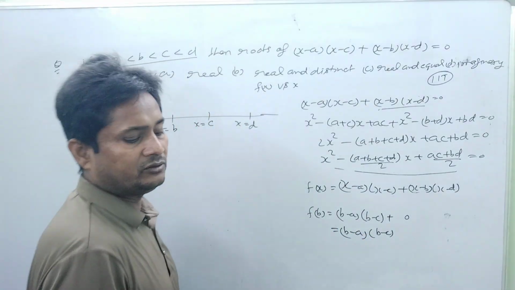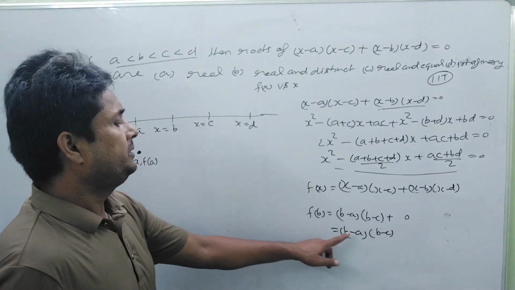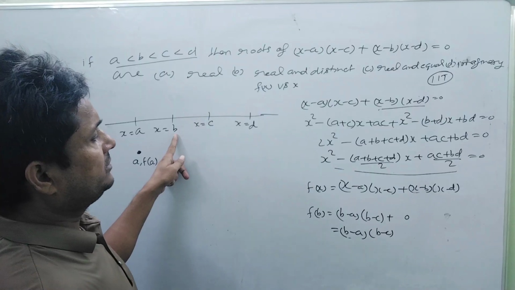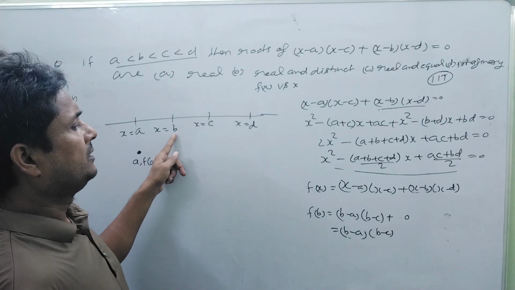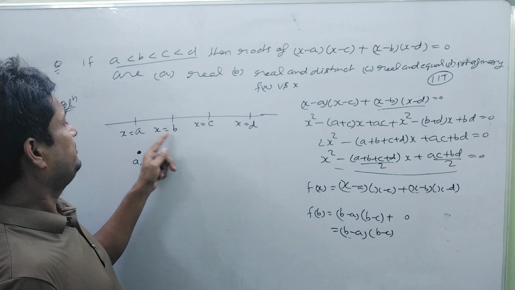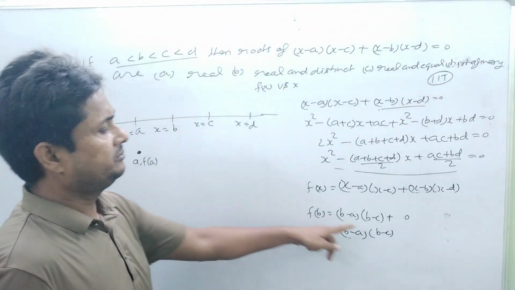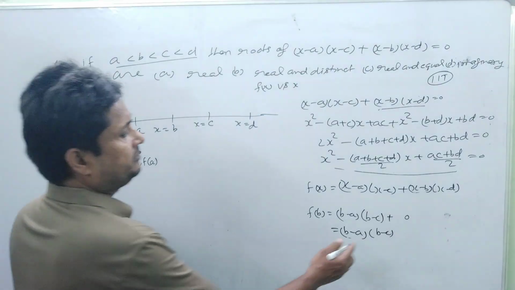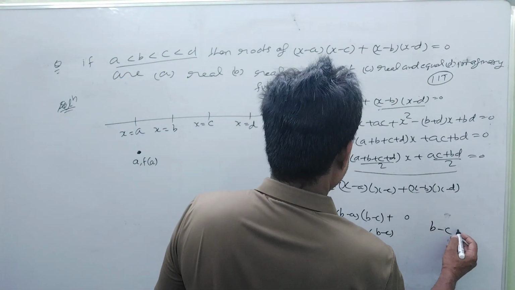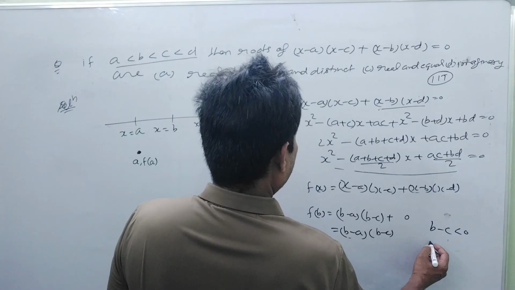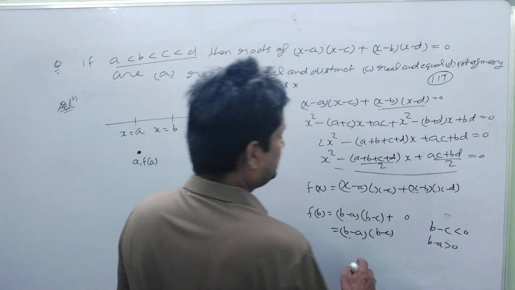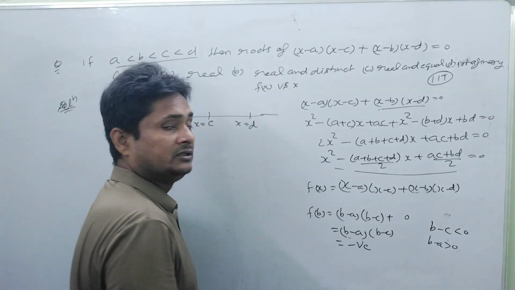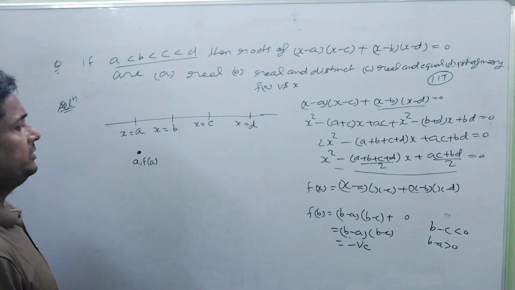Now see the sign of these two factors. b minus a will be positive, and b minus c will be negative. Multiplication of these two numbers will be negative. This is also a negative value.